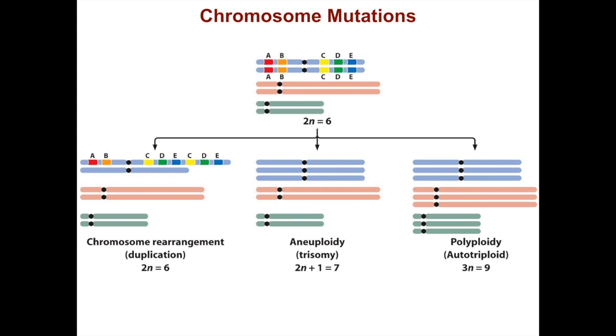Chromosome mutations can occur in a number of ways. You can have rearrangements, aneuploidy, and polyploidy, and I'm going to go through these different scenarios.